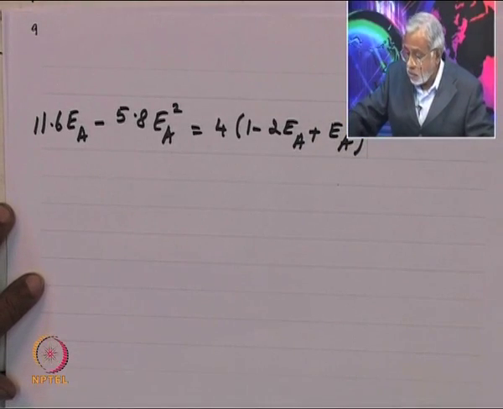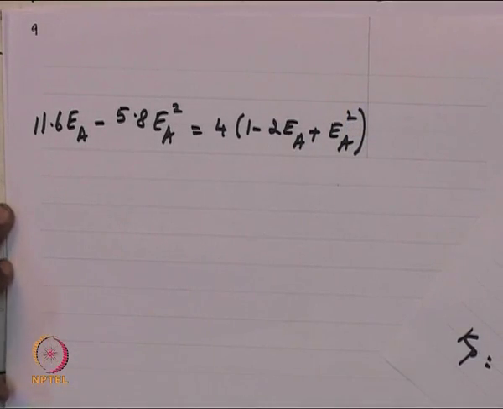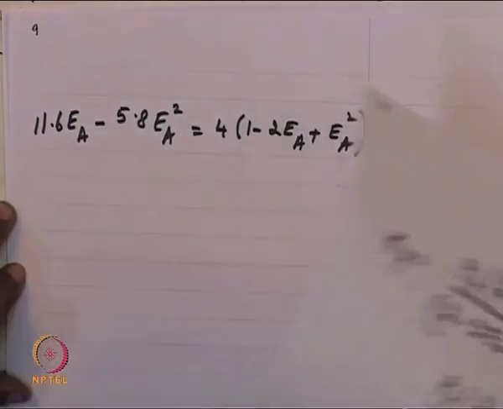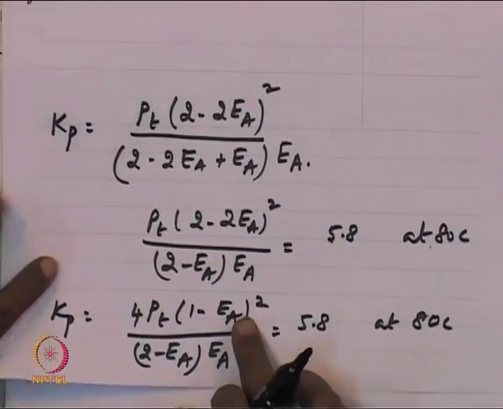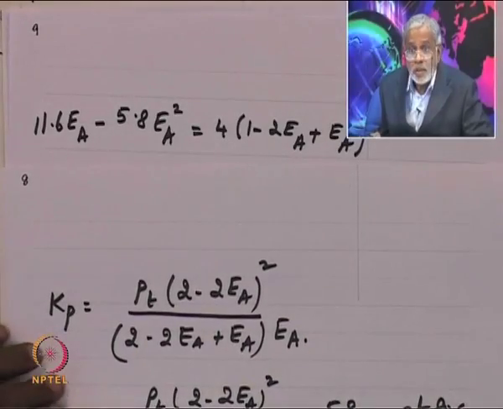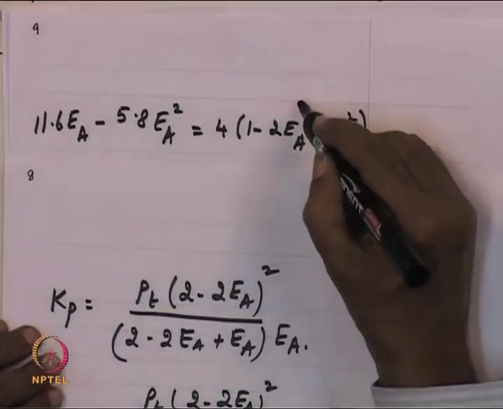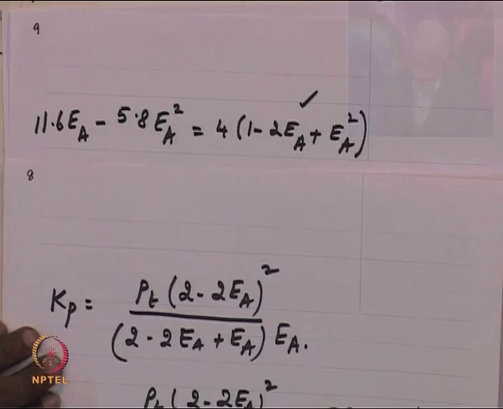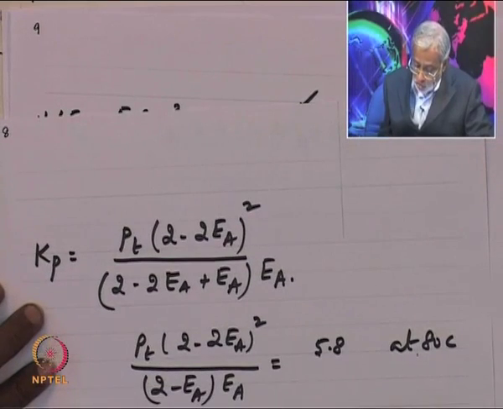Let me just check how it looks. This is 1 minus Ea squared. So we have expanding this. When you do that, you get this. This term is correct. And now 2 Ea divided by, okay, now it is 2 multiplied by 5.8 is 11.6. That makes sense. And then 5.8 Ea, that also makes sense.